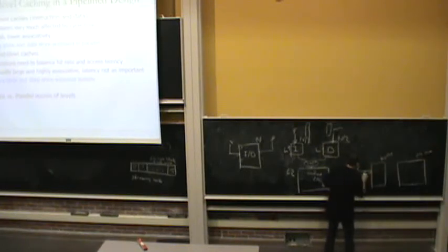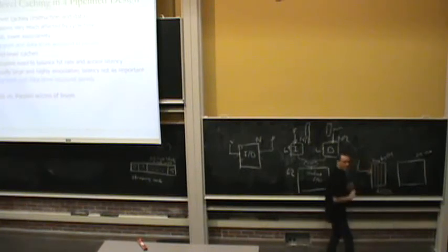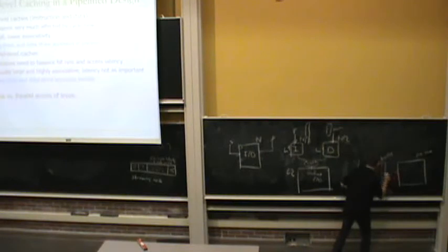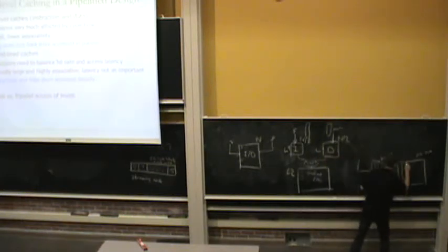What you can do is access the tag store first and get the hit miss signal. Let's say this is 16-way. You get a hit miss signal and a signal specifying which way hit, assuming it's a hit. Now, once you know this information, you can access the data store with the same address, but only that way that you know hit. Right? So you have 16 of these.